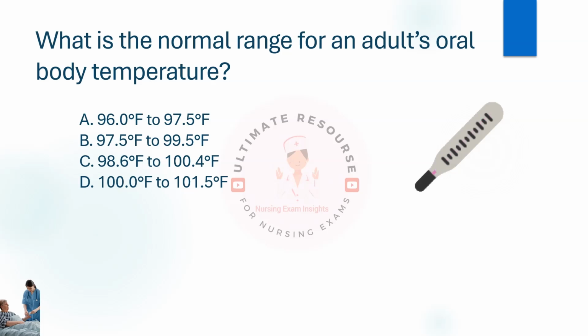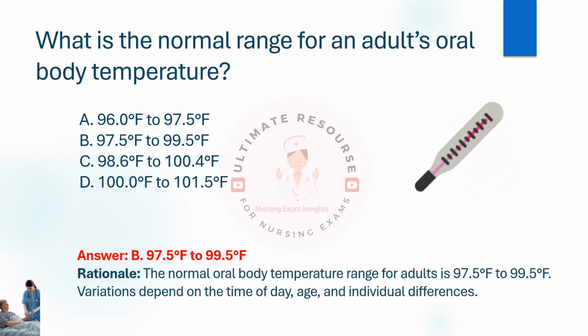What is the normal range for an adult's oral body temperature? Options are A, 96 degrees Fahrenheit to 97.5 degrees Fahrenheit, B, 97.5 degrees Fahrenheit to 99.5 degrees Fahrenheit, C, 98.6 degrees Fahrenheit to 100.4 degrees Fahrenheit, D, 100 degrees Fahrenheit to 101.5 degrees Fahrenheit. The answer is B, 97.5 degrees Fahrenheit to 99.5 degrees Fahrenheit. The normal body temperature range for an adult is 97.5 degrees Fahrenheit to 99.5 degrees Fahrenheit, with variations depending on the time of the day, age, and individual differences.